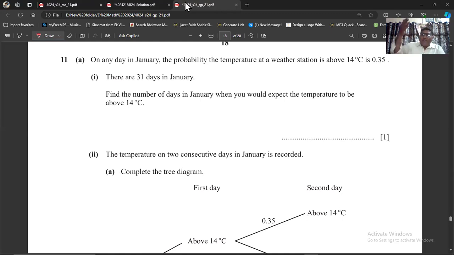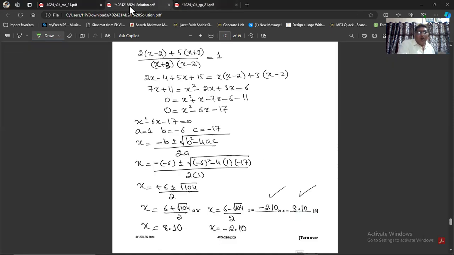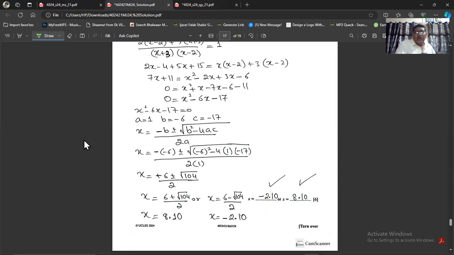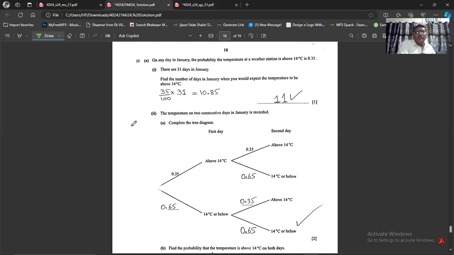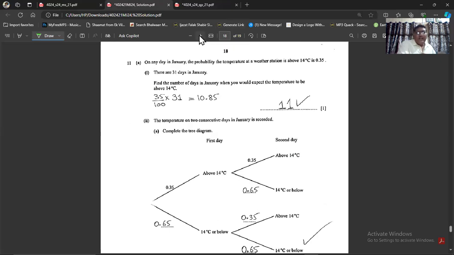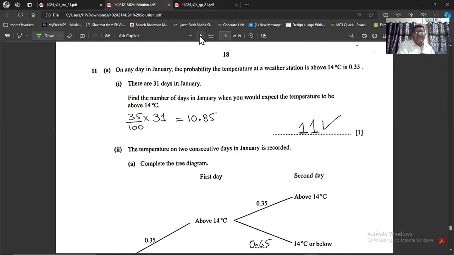So above 14 degrees, the probability is 0.35. Below 14 degrees centigrade, the probability is 0.65. There are 31 days in January. Find the number of days in January when you would expect the temperature to be above 14 degrees centigrade. Out of 100 days, 0.35 means 35 by 100. So out of 100 days, the chances of the temperature being above 14 is 35. So if there are only 31 days, how many days? So 35 by 100 multiplied by 31, that is 10.85.